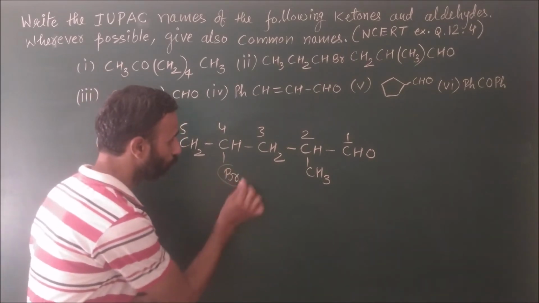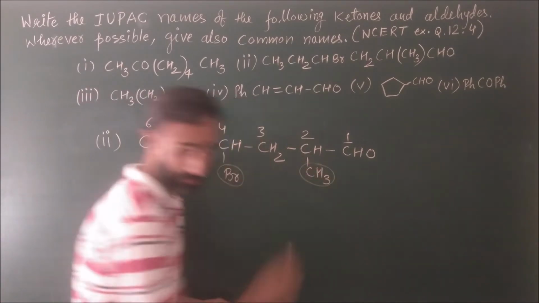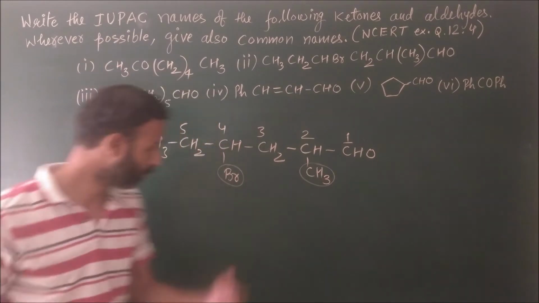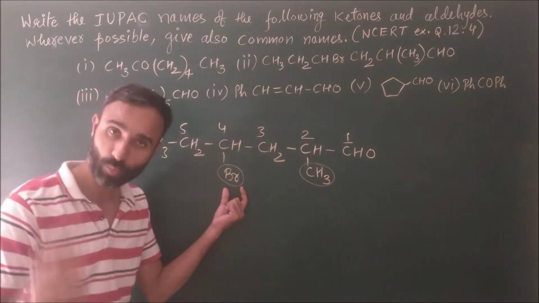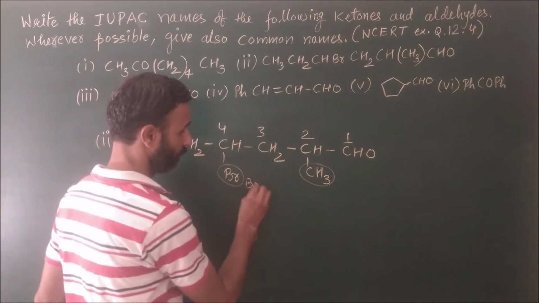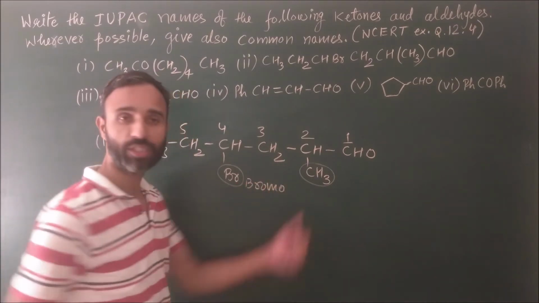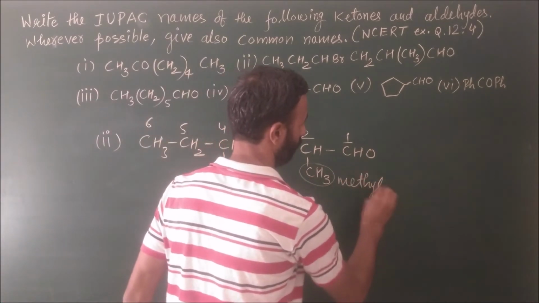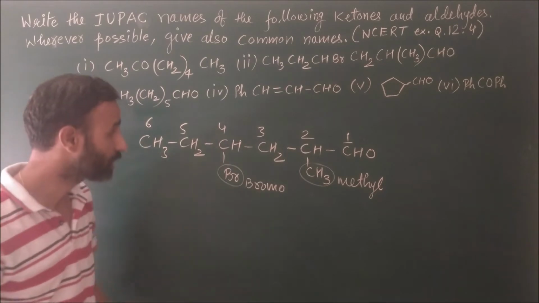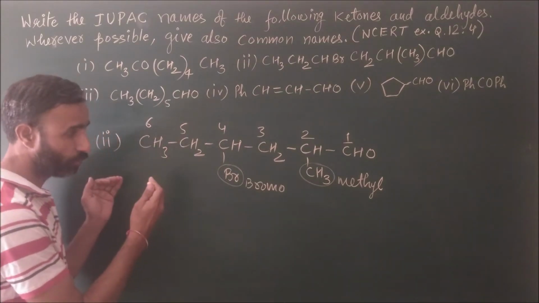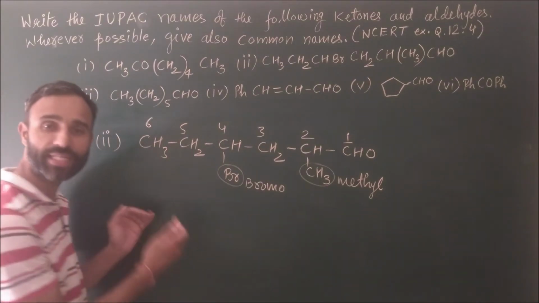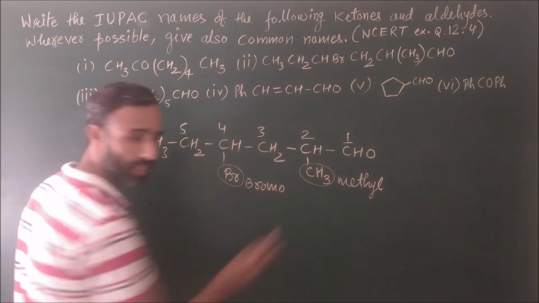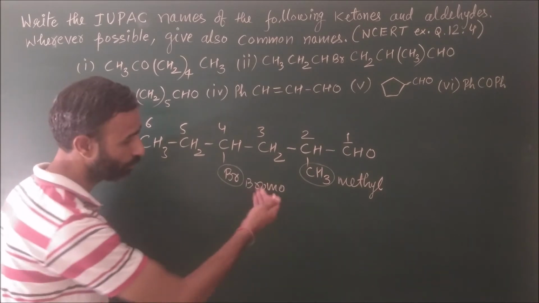Now these two are not getting the numbering, so these are prefixes. And what is the prefix for Br? Bromo. What is the prefix for CH3? It is methyl. So just write its name. When two prefixes are there, we will write them in alphabetical order. So bromo and methyl, alphabetically bromo comes first.